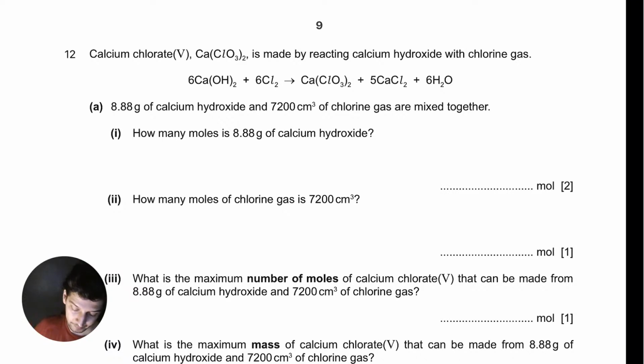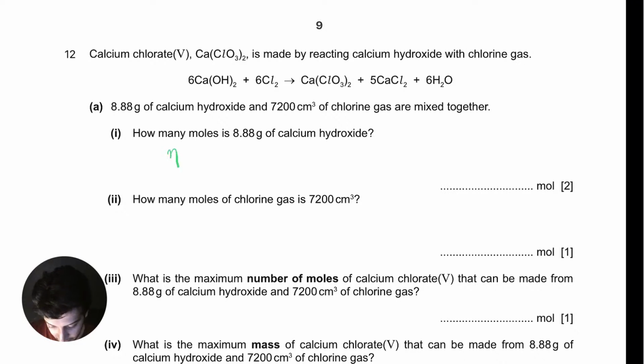Calcium chlorate. Calcium chlorate is made by reacting calcium hydroxide with chlorine gas. Okay, this is calcium hydroxide, chlorine gas. 8.88 grams of calcium hydroxide react with 7200 centimeter cube of chlorine gas when mixed together. How many moles is 8.88 grams of calcium hydroxide?